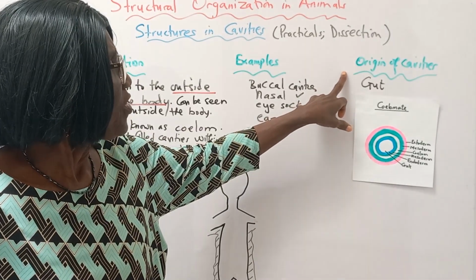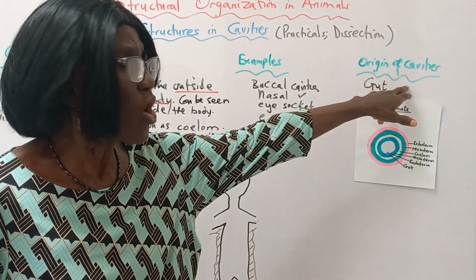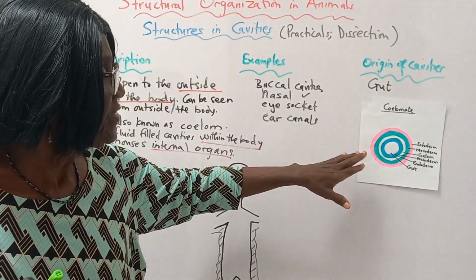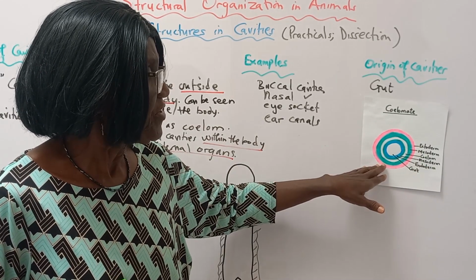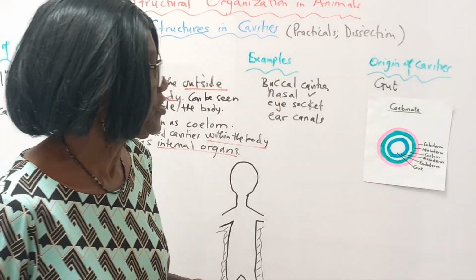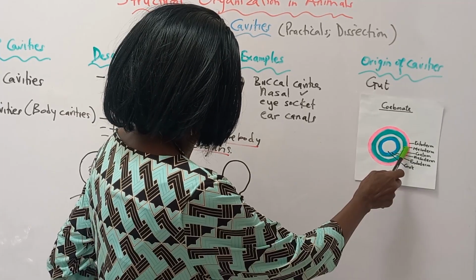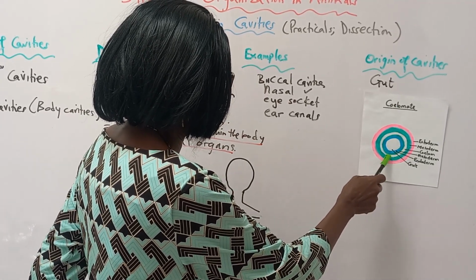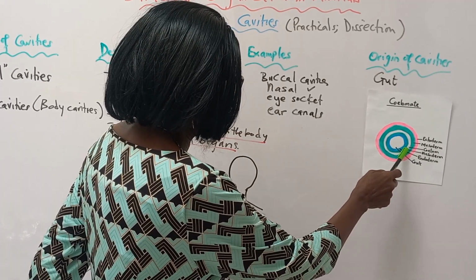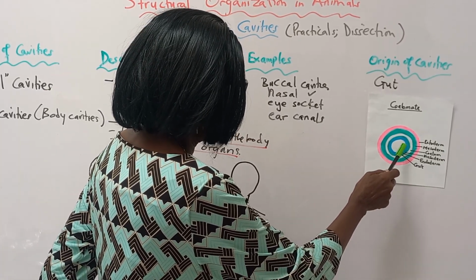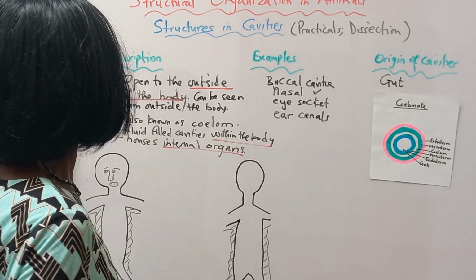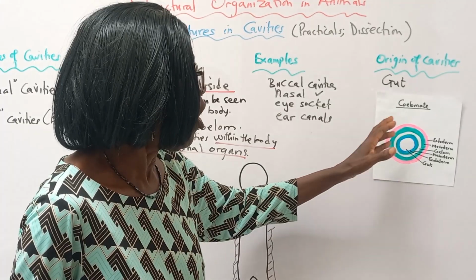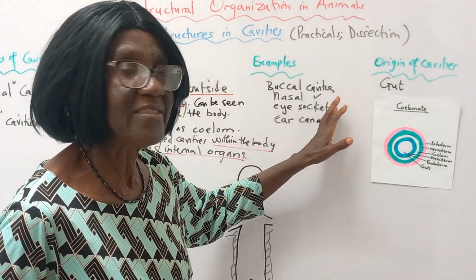The origin of these cavities, we take from the embryo, and in our previous lessons we saw that the embryo has these major layers of tissue. We have the ectoderm, mesoderm, and coelomates have a coelom, that's a fluid-filled cavity. Then we have the mesoderm, and then we have endoderm and the gut. So the origin of the external cavities is the gut. They all open to the outside of the body.